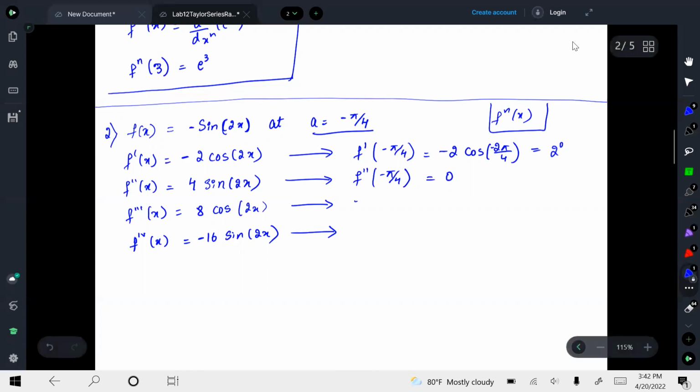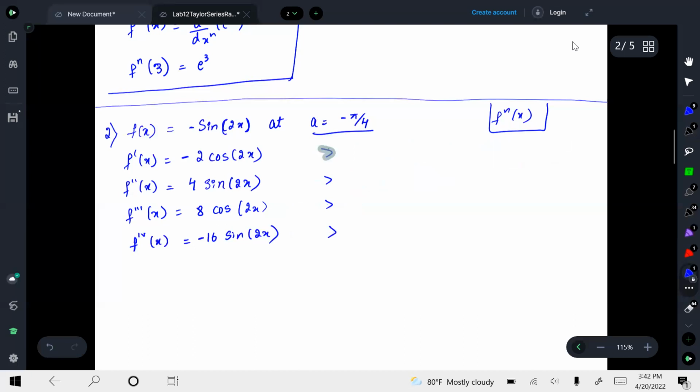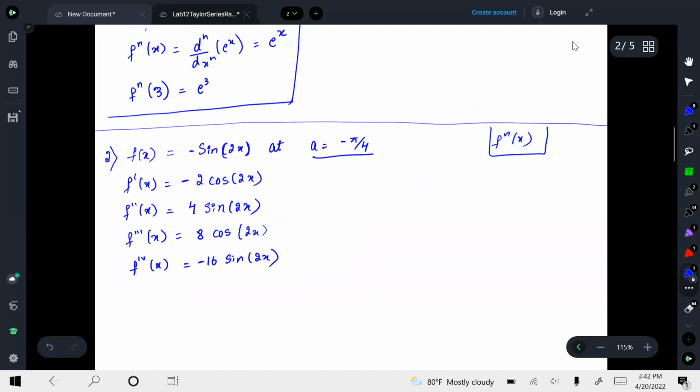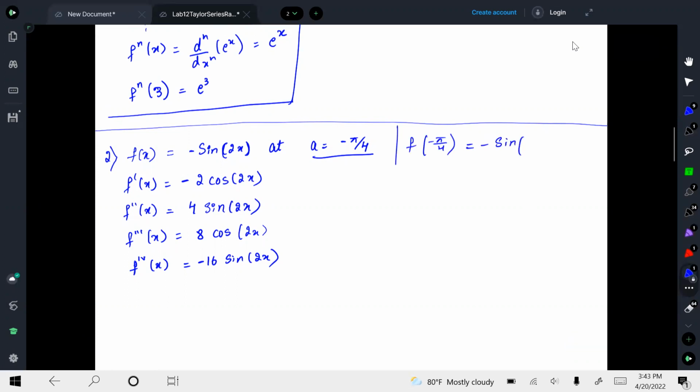Now f triple prime, second. One second, there is a small correction here. Before writing f prime, I have to write what is the value of f first. So f of negative pi by 4, that has to come first. That is negative sine of pi by 2, right? So sine of pi by 2 is 0.